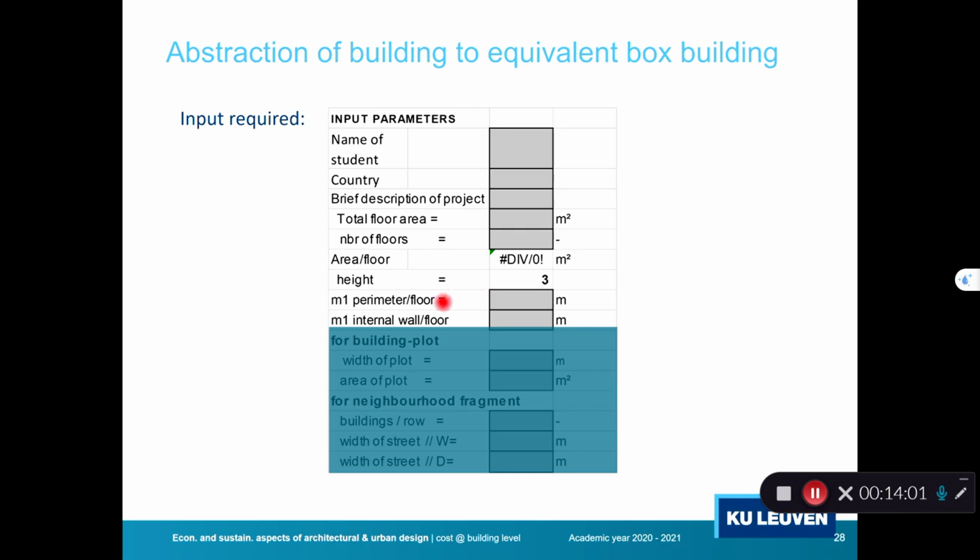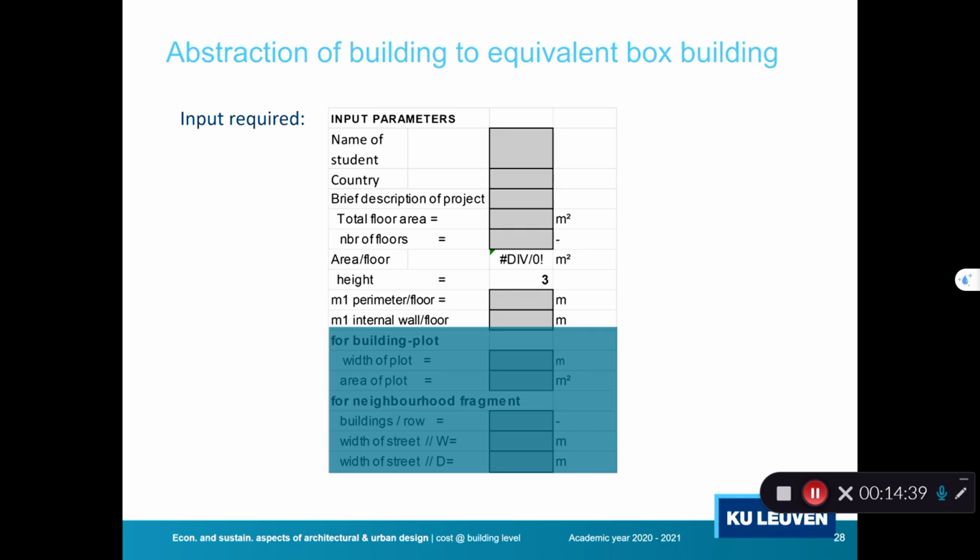The same you do for the length of the internal walls. So you calculate what the length is of the internal walls on one floor, which can be representative for all the floors, or if you don't have such a floor, you calculate the length of all internal walls in your building and divide it by the number of floors to have an average number. There are other things that we need to fill in for a cost calculation at neighborhood level, but that is for the next module on costs at neighborhood scale.